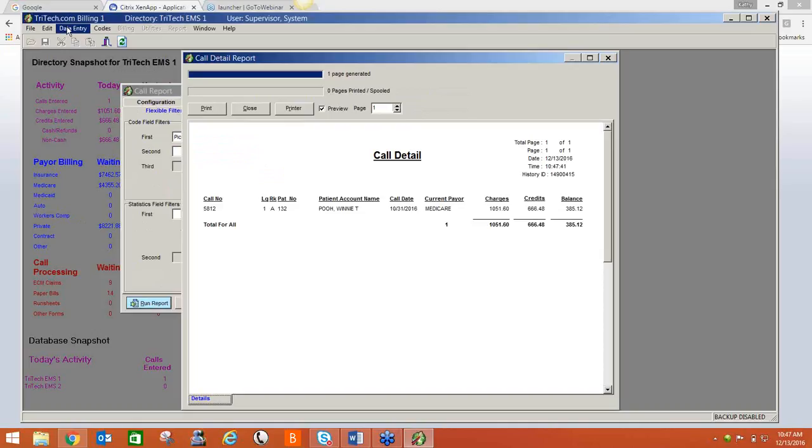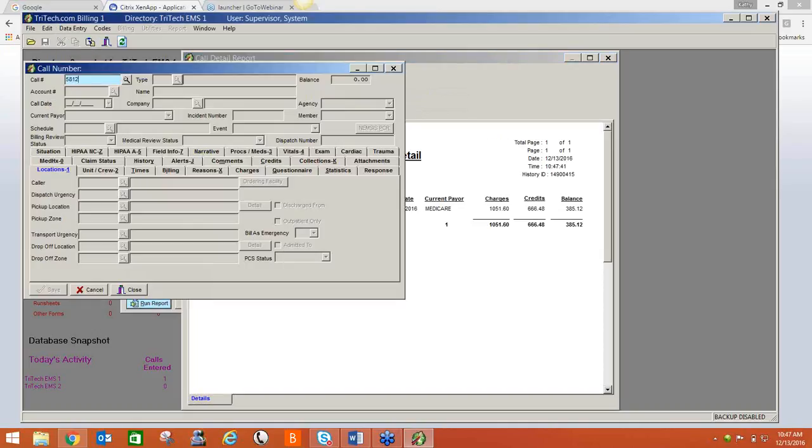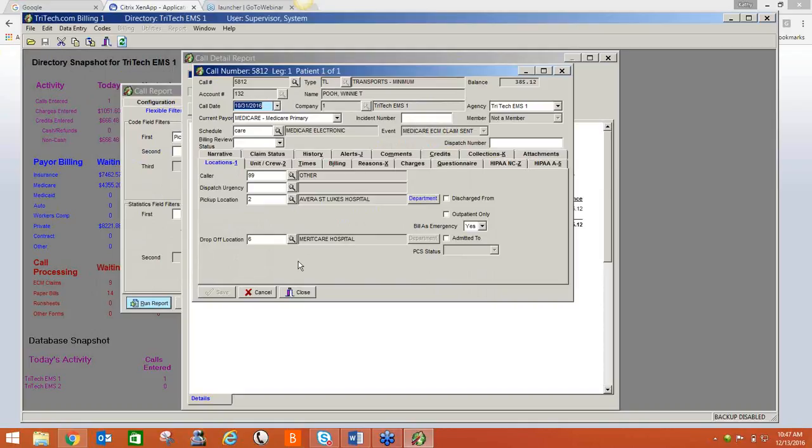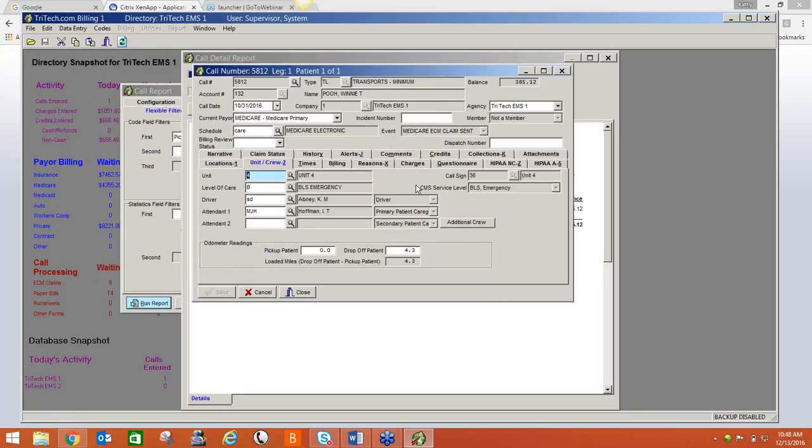So if I were doing an internal audit, I could come in and pull in that call and take a look at it. In this instance, the call says that it was picked up at a hospital. I can look at my department, which indicates we went to the emergency room. We said bill is emergency, yes. We can just follow through here and see, okay, we went 4.3 miles. I see who was on there. CMS service level, which pulls from my charge code, said I billed it BLS emergency.